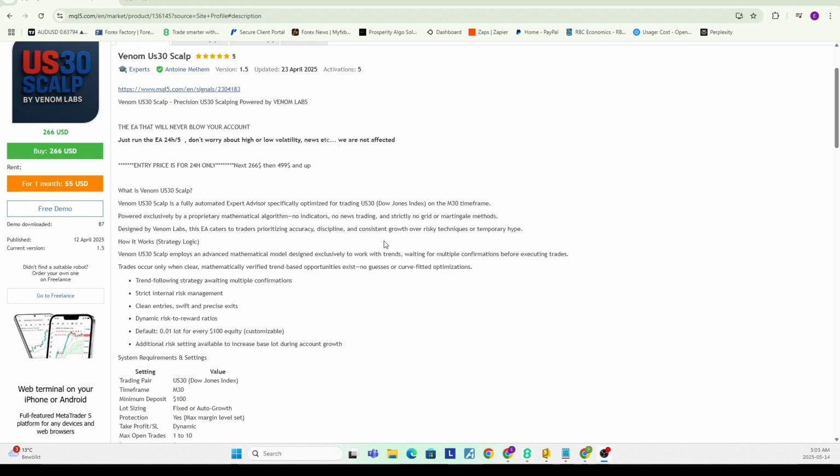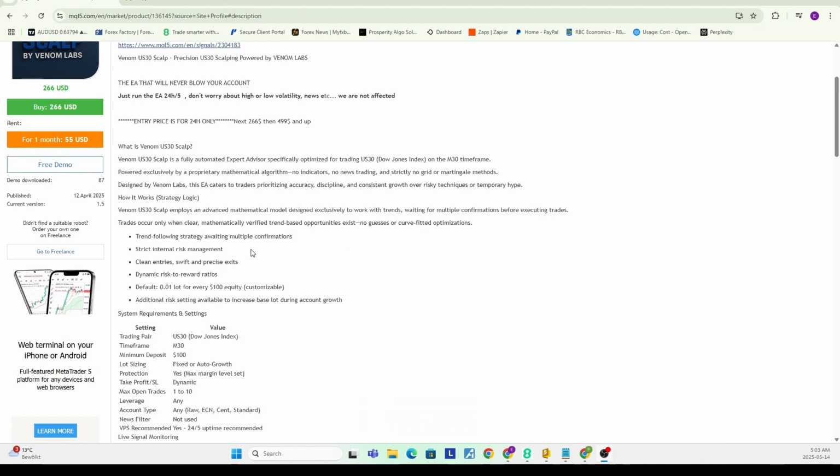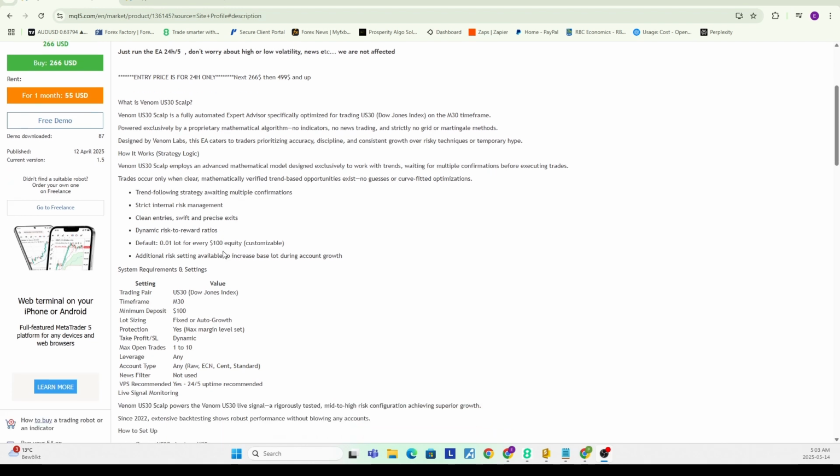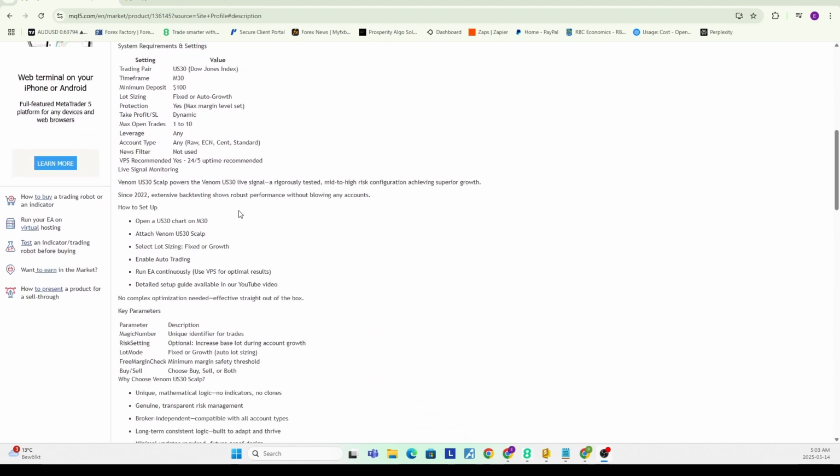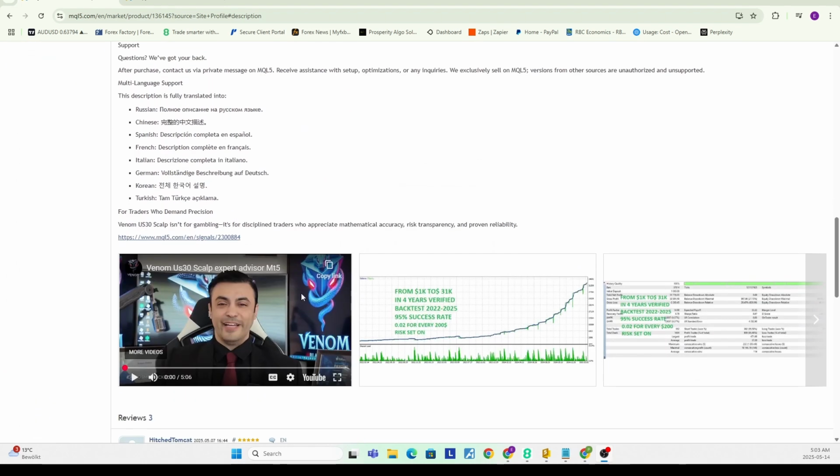Effectively, it could be based on a statistical pullback or some sort of ratio, or even just some sort of deviation from the mean. There's plenty of different things that you can do, and I'm sure he's done something of that nature here. So that all seems pretty good so far. He's saying this is a trend following strategy that needs multiple different confirmations. He also says that there are dynamic risk to reward ratios, meaning that there's likely dynamic stop loss and take profit levels.